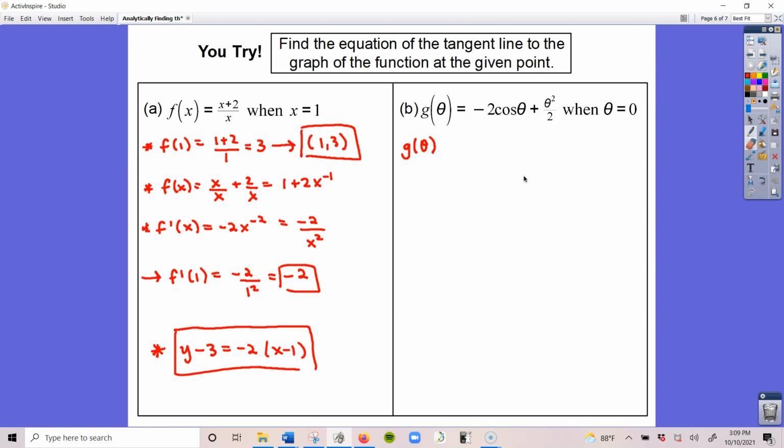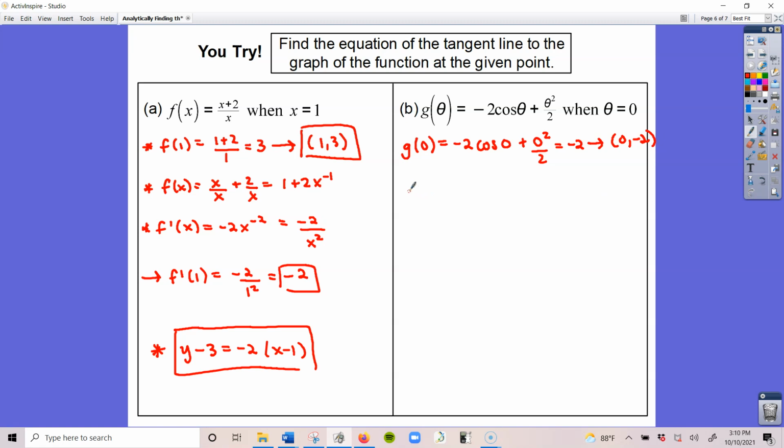So actually I should fix this here. We're going to look for a point of tangency. So g of 0 is going to equal negative 2 cosine of 0 plus 0 squared over 2. The cosine of 0 is 1, and 1 times negative 2 is negative 2. 0 squared is 0, divided by anything is 0. So this is my y value, negative 2. So my point of tangency is (0, negative 2).